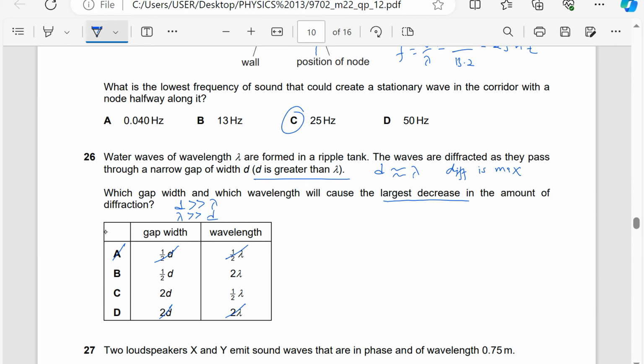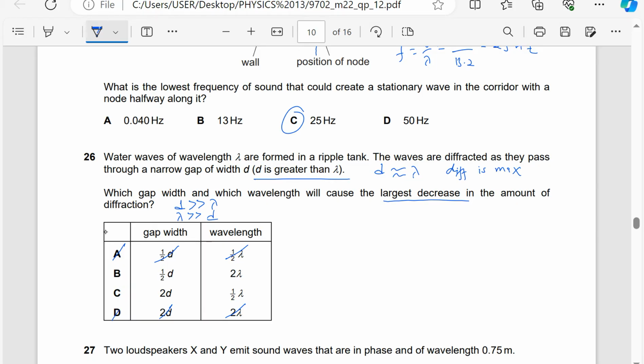Now, gap width is half D. So we reduce D by half. And remember, D was bigger, so we reduce it by half and we increase wavelength. Let me go back to A. If we reduce D by half and we reduce wavelength by half, we have not caused any change. Still, D is greater than lambda, so it is almost the same thing. If we double D and double lambda, still D is greater than lambda, so it's almost the same as the condition given in the question. That's why A and D are wrong.